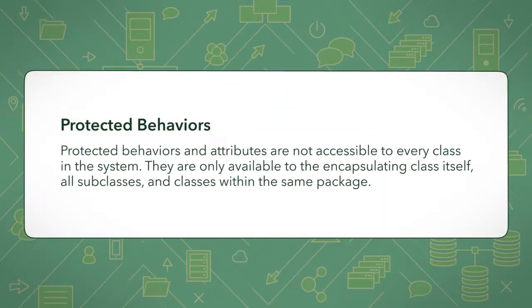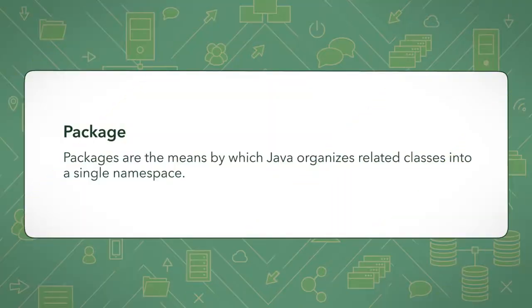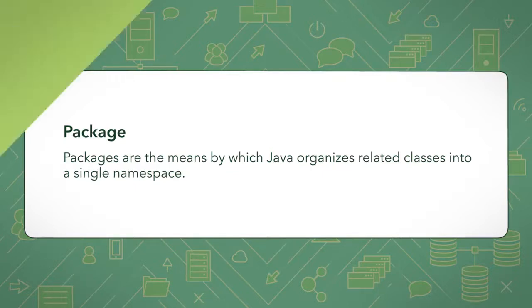Protected behaviors and attributes are not accessible to every class in the system. They are only available to the encapsulating class itself, all subclasses, and classes within the same package. Packages are the means by which Java organizes related classes into a single namespace. Let's take a look at another example to see what this means.